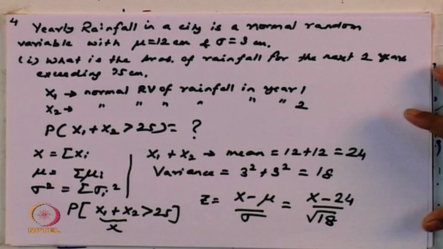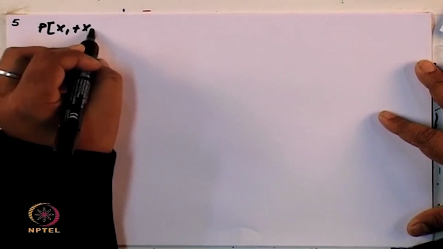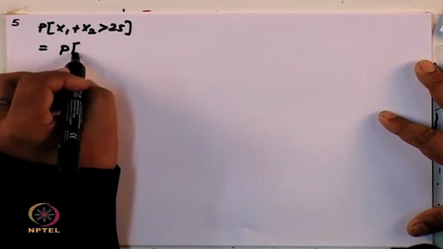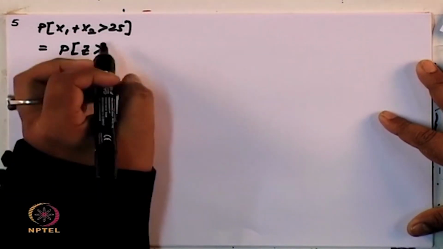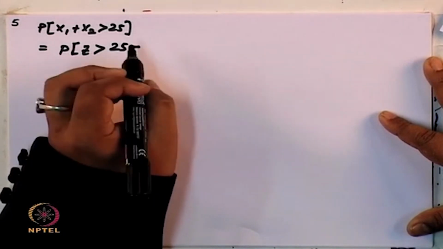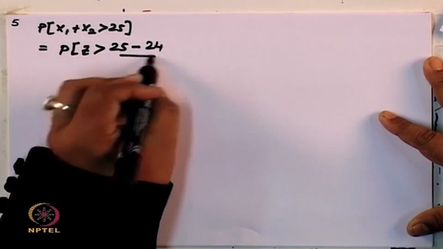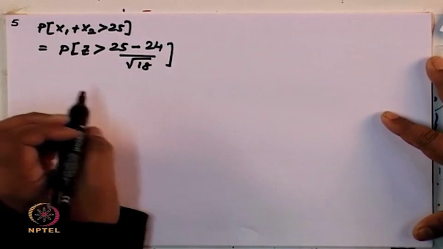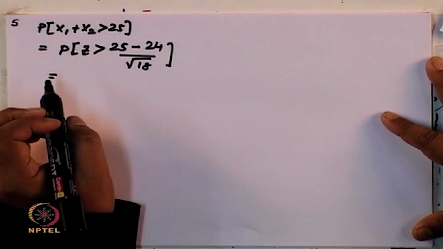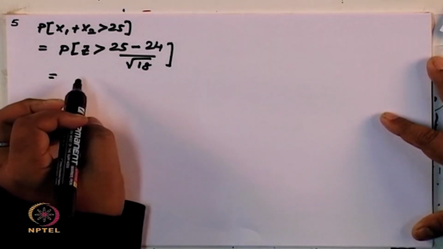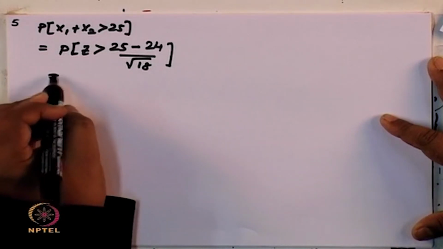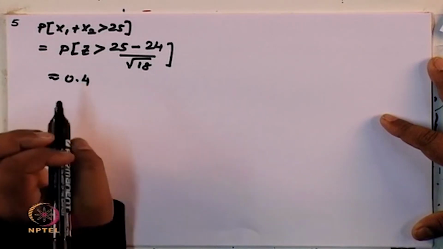So, the probability of x1 plus x2 greater than 25 is nothing but the probability of z greater than 25 minus 24 by root of 18. Roughly, if you look up the normal distribution tables, you will see this probability come out to be 0.4.